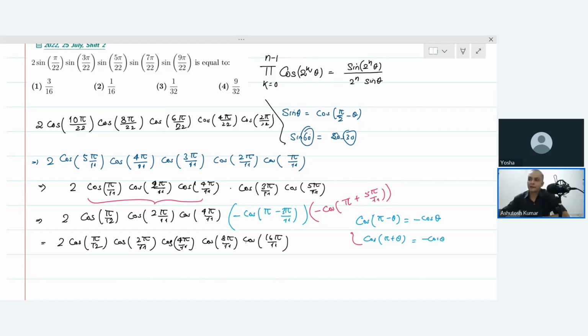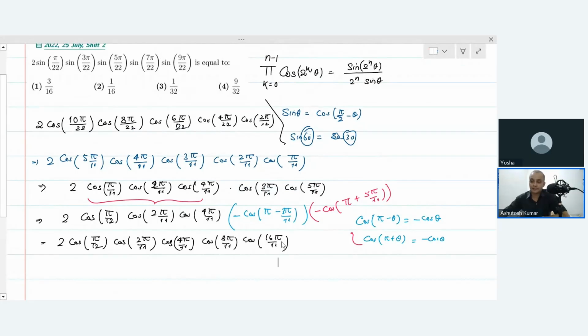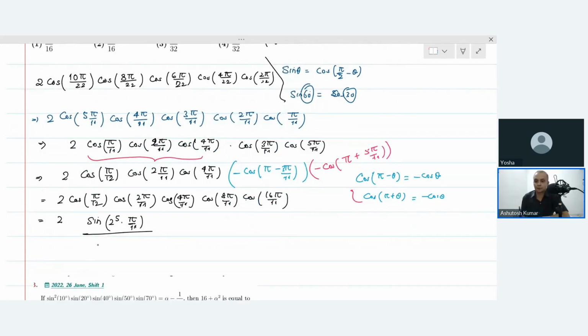And now this will fill in all those details, because theta is now pi by 11, and every term in this series is cos to the power k theta in the product. You can notice how many terms I have: 1, 2, 3, 4, 5. It means the n value is 5. So I can write sine to the power 5 of theta, which is pi by 11, divided by 2 to the power n, that is 2 to the power 5, and sine theta is sine pi by 11.